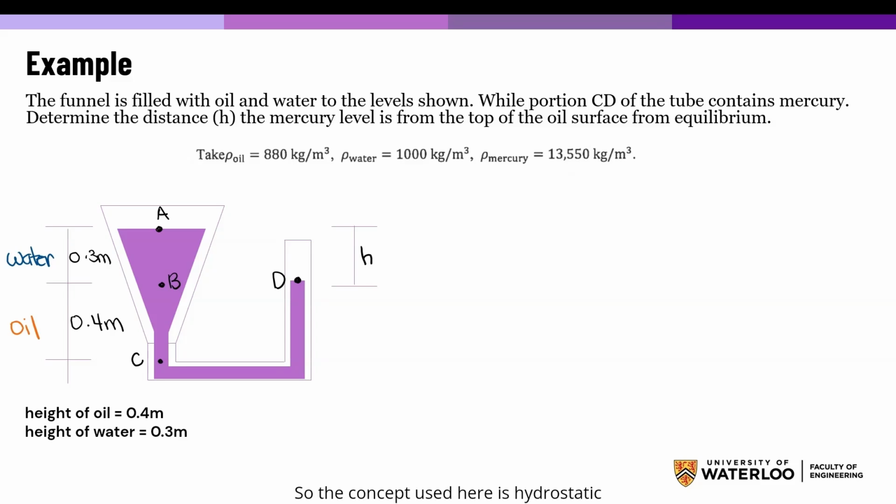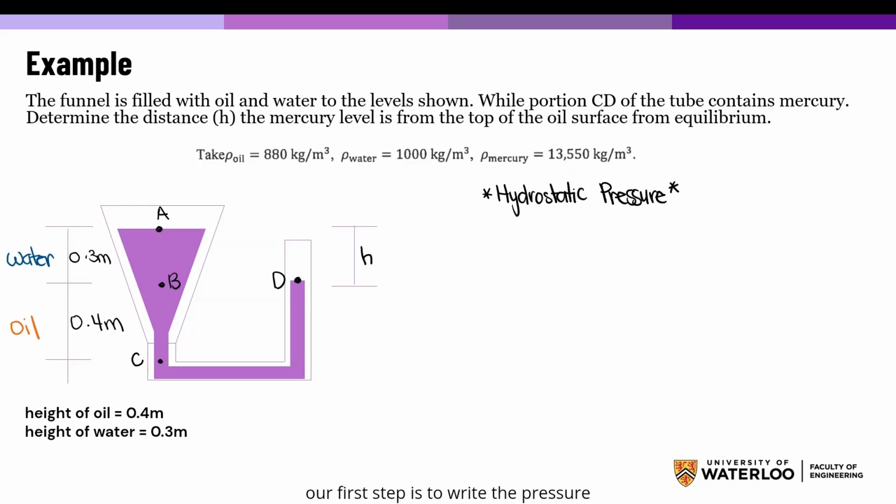So the concept used here is hydrostatic pressure. The key idea is that in a connected fluid system at rest, the pressure at the same horizontal level in the fluid must be the same on both sides of the tube. So we'll start from the open surface and work our way down to the mercury level from the left and right side of the U-tube.